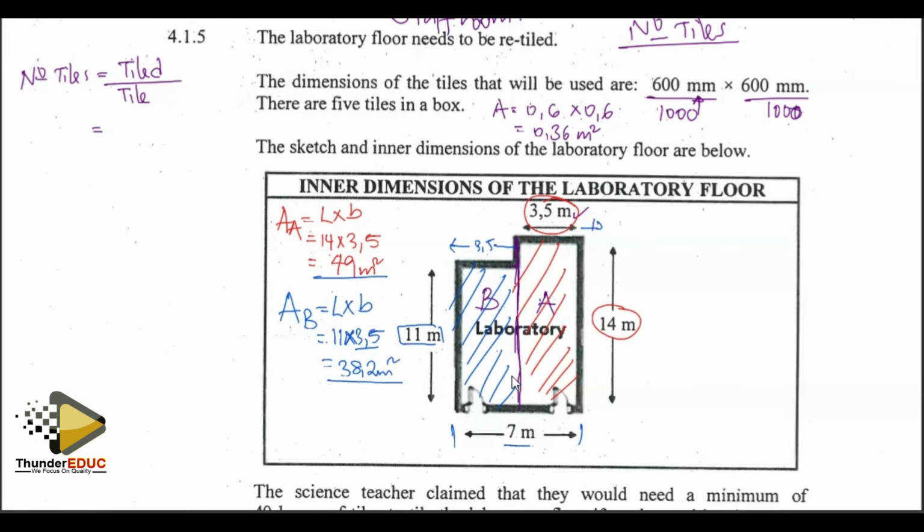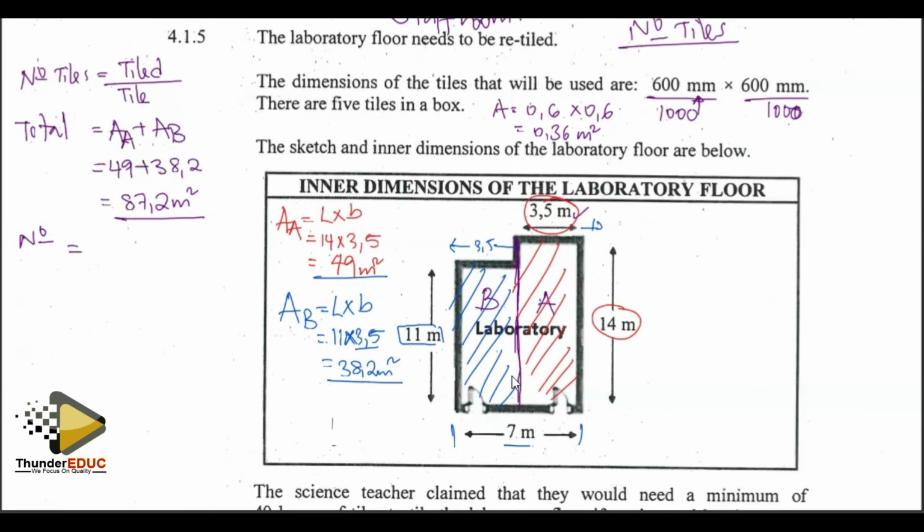So we have the area there. Then we say the total area to be tiled equals area of A plus area of B, which is 49 plus 38,2. When you add these two, we got the area to be tiled as 87,2.